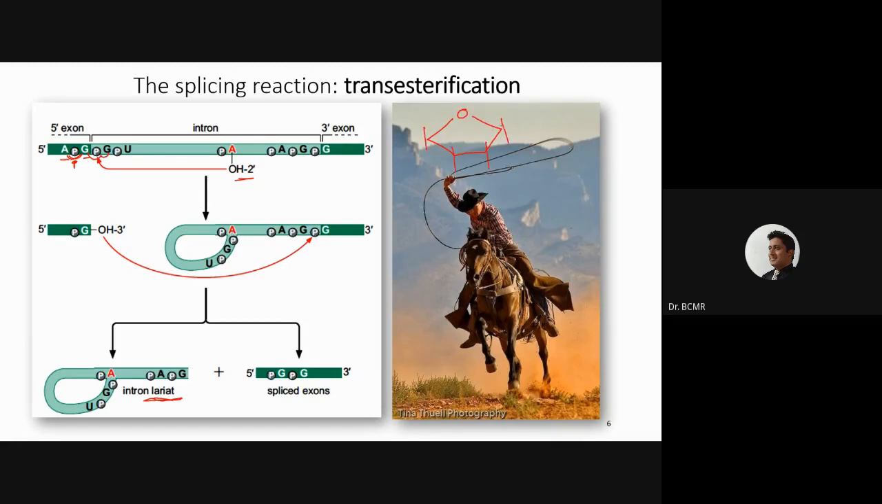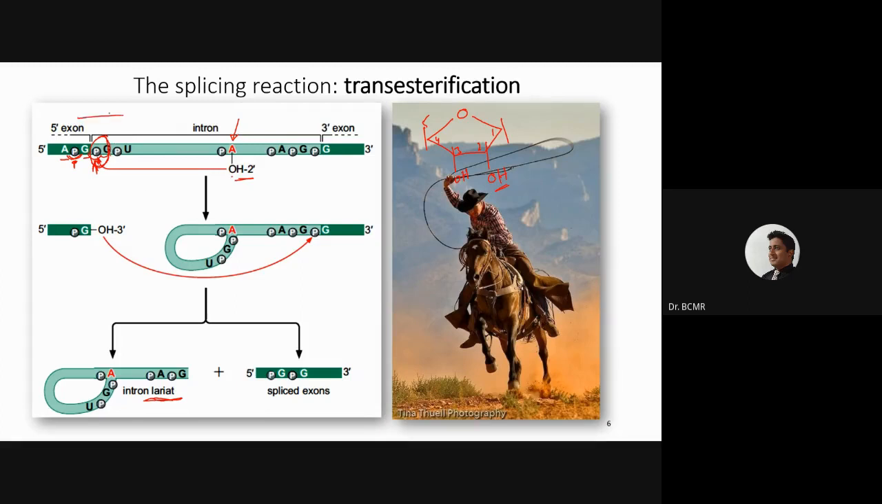This will be 1, 2, 3, 4, and here will be the 5th one. So deoxyribose has 2' OH. 3' OH is important for all polymerization in DNA or RNA. 2' OH in RNA, in this particular adenine in the branch site, gets activated and makes a nucleophilic attack on the phosphate of the guanine that is present at the 5' side of the intron, or 5' splice site.